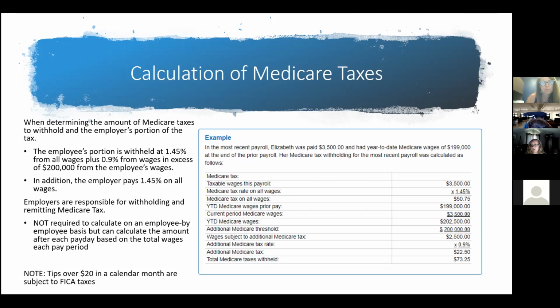But then she was at $199,000. So she was $1,000 away from that additional Medicare tax limit, which means that $2,500 of this $3,500 payment is also subject to that additional Medicare tax of 0.9%. If we multiply 2,500 by 0.9%, or 0.009 if you're typing it into a calculator, the additional Medicare tax is $22.50. Add the two together, and the total Medicare tax withheld is $73.25. Again, it's important to remember that the additional Medicare is only the responsibility of the employee, not the employer.